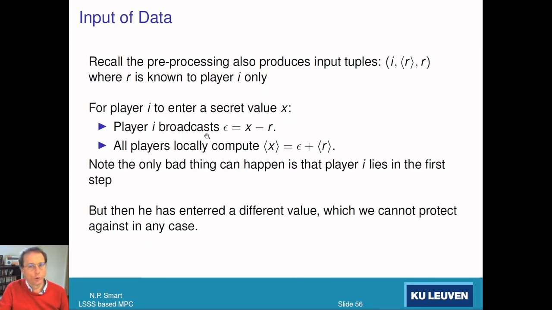Inputting of data is kind of cool. We take one of these input values that we've computed for player I. If player I wants to enter a secret value x, he just broadcasts the value x minus r because he knows the value r, and then all players can locally compute the sharing of the value x because they take this value of x minus r that he's just broadcast, and onto it they add their share of r that's been pre-shared in the pre-processing phase. No, we can't protect against someone lying and inputting a wrong value because it's their input value. We don't protect against lying in MPC.